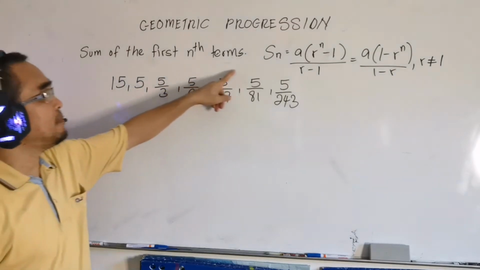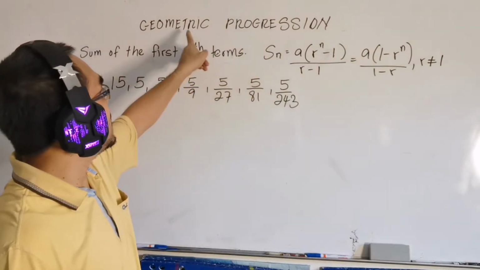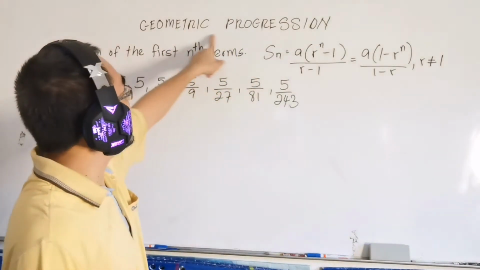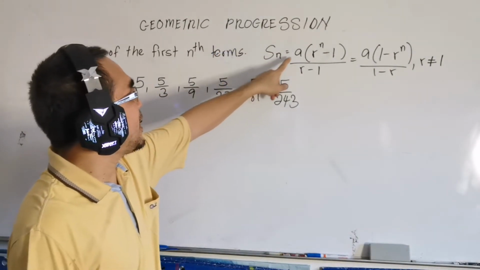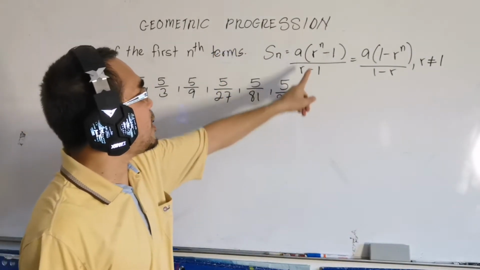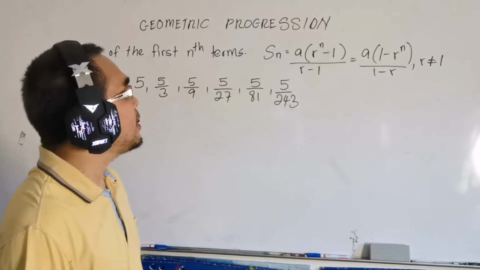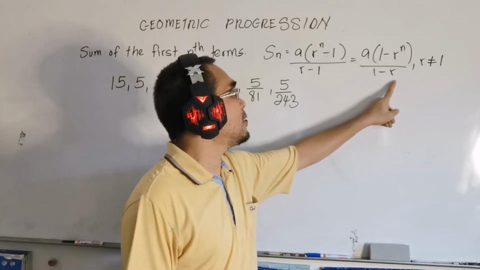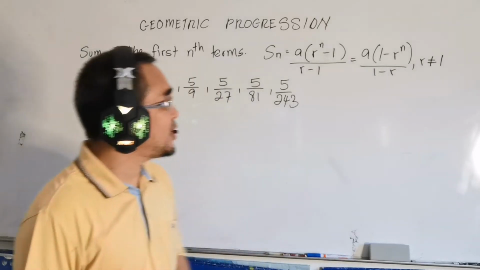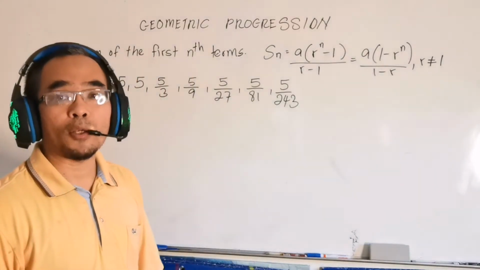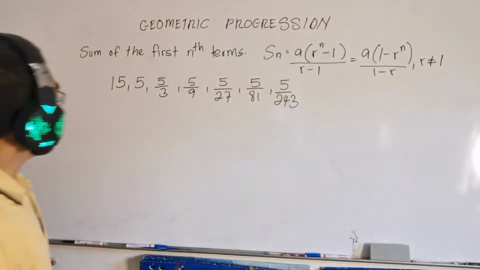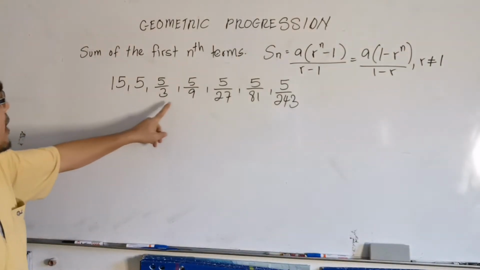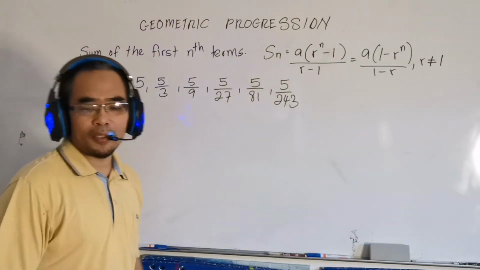So today we are going to discuss one or two questions on the sum of the first n terms. The formula for the sum of a geometric progression is a(r^n - 1)/(r - 1), or a(1 - r^n)/(1 - r), on the condition that the value of r is not 1. Okay, so we have here 1, 2, 3, 4, 5, 6, 7 terms.